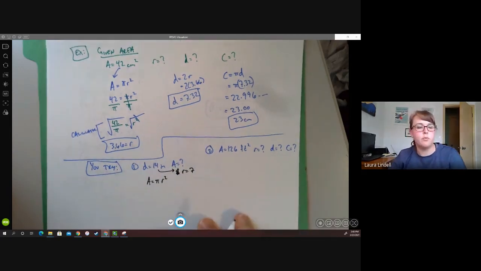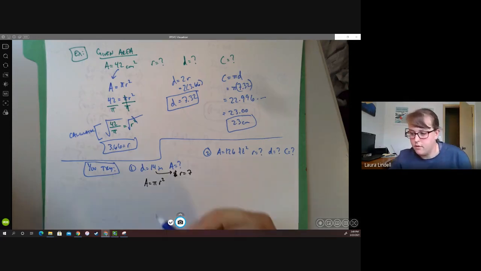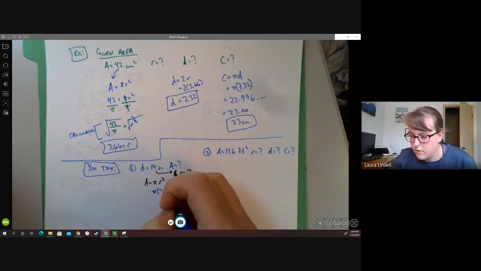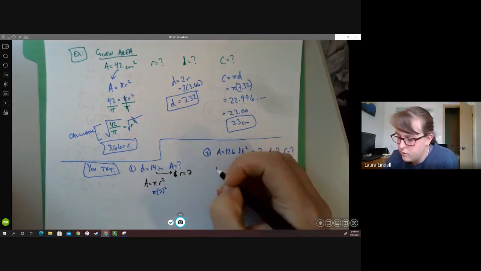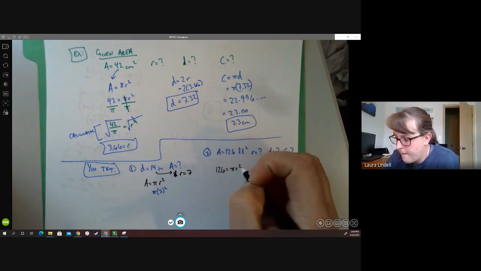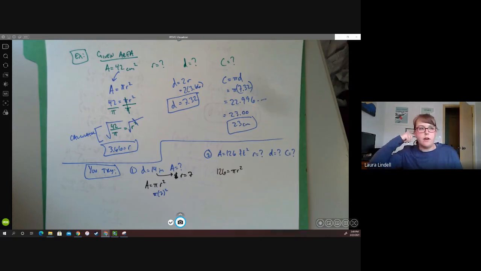If you started off the first one by deciding that the radius is 7, you're on the right track. And on the second one, if you started it off with 126 equals pi r squared, you're on the right track.